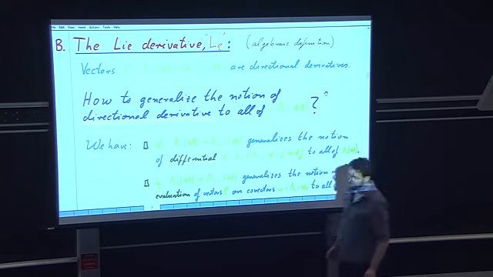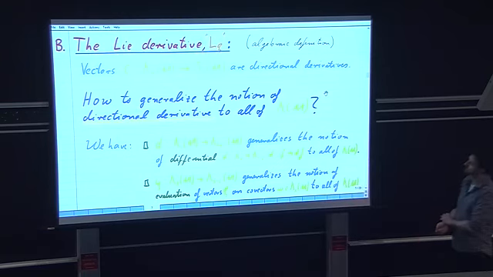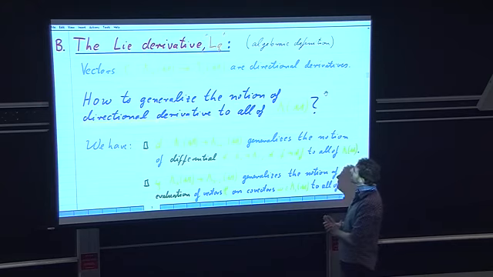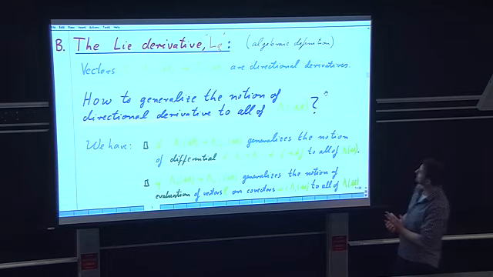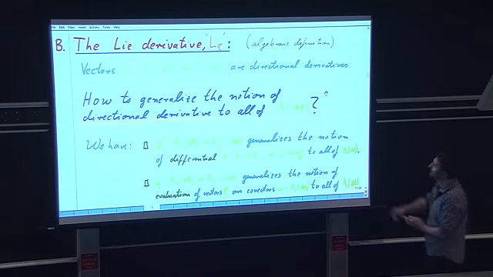So now that we have defined the interior derivative, we are ready to define the Lie derivative as a combination of the exterior and the interior derivatives. And we start with the algebraic definition so that we don't have to bother with coordinate systems and charts and that sort of thing.